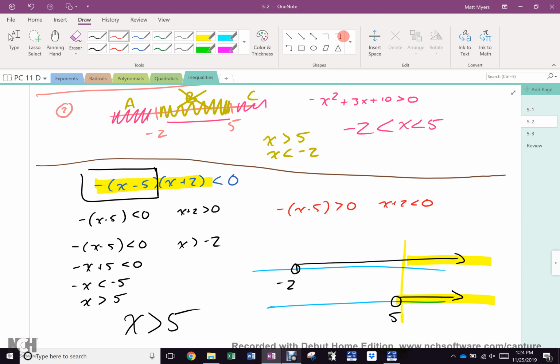Now, if I work with the red side, I'm going to do the same thing. Negative x plus 5 is greater than 0. Negative x is greater than negative 5. x is less than 5.